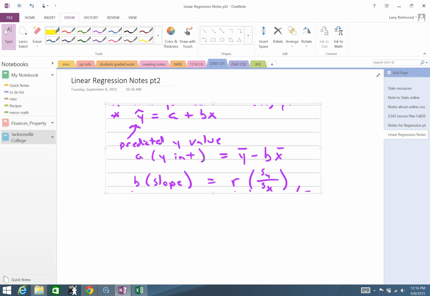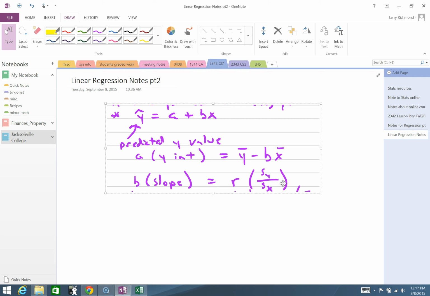Once again, y hat, this is our prediction equation, is a plus bx, where a is the y-intercept, the mean y minus the slope times the mean x, and the slope is the correlation coefficient times the standard deviation of y divided by the standard deviation of x. We're now going to go to Excel.